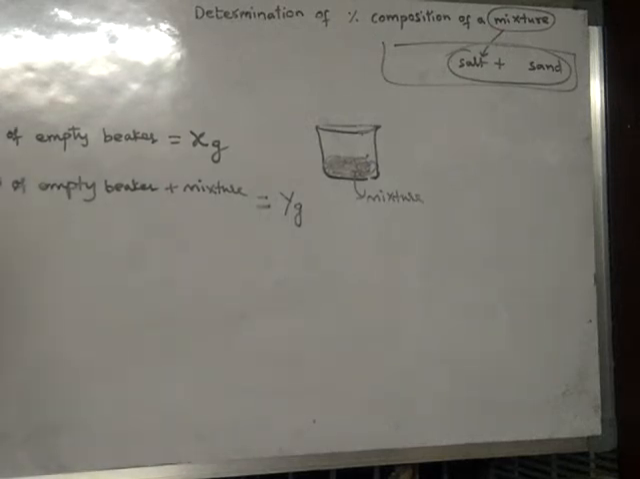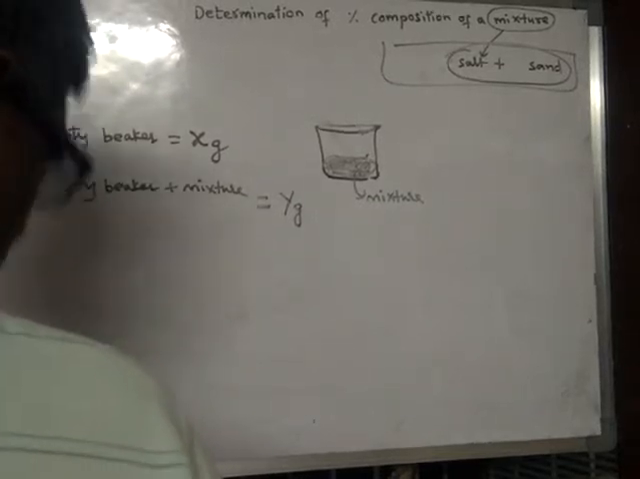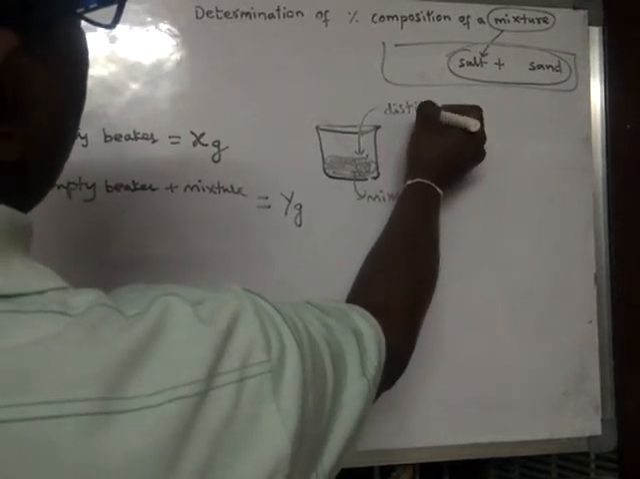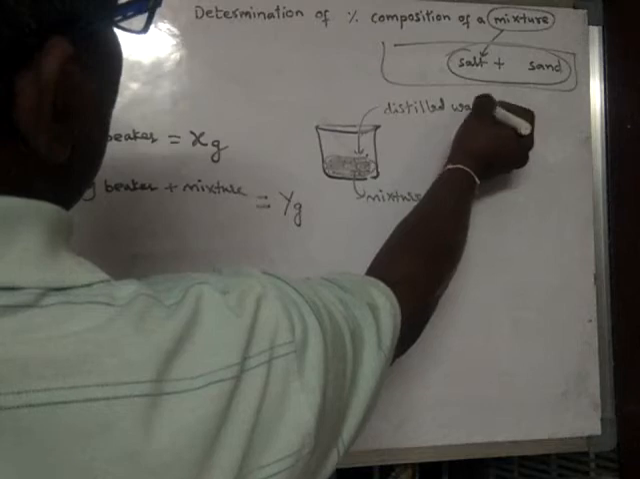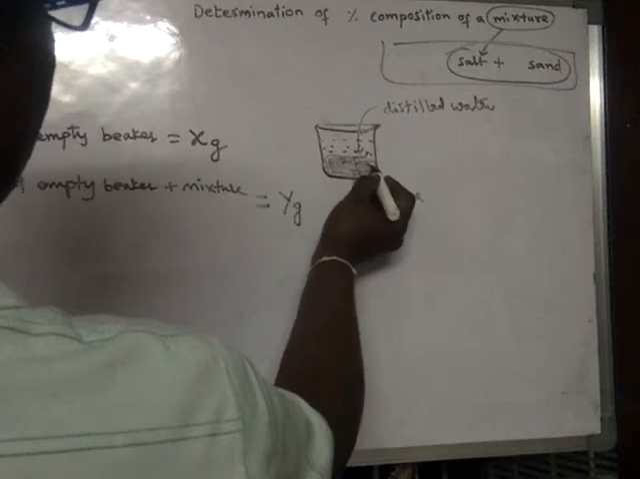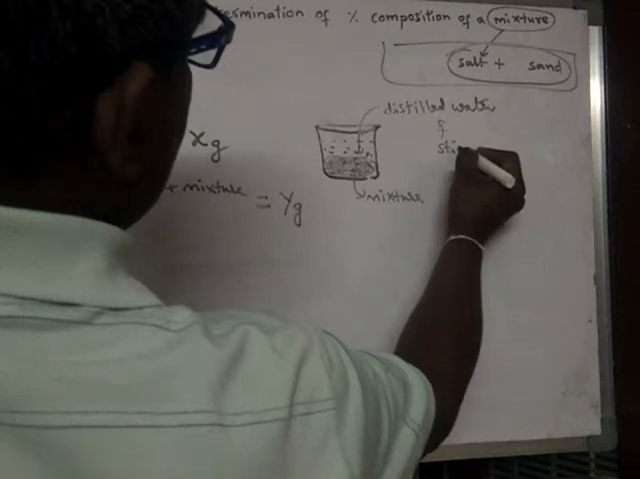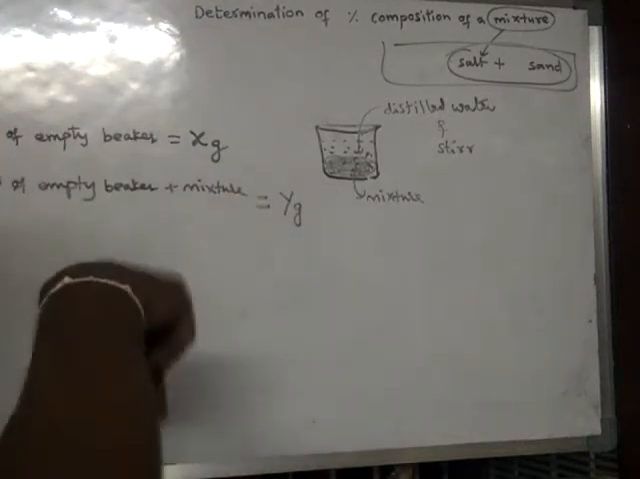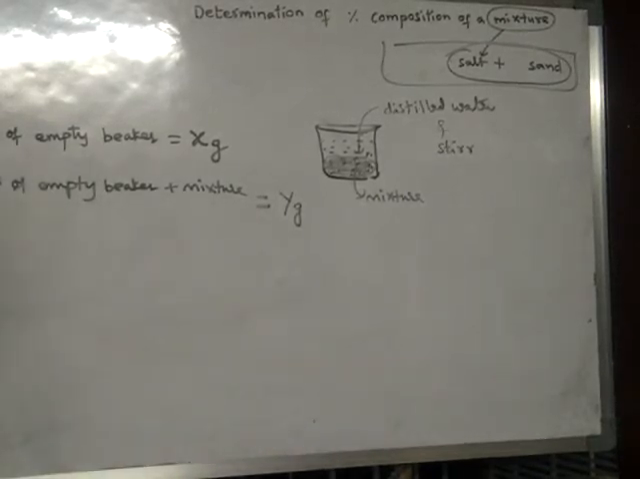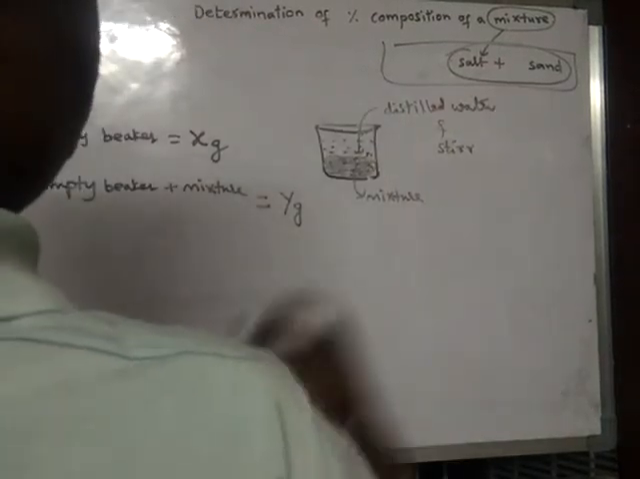Now pour some distilled water into this and stir it well. Stir means to mix it well, with a spoon or some rod. Only the salt will dissolve in the water; sand does not dissolve.